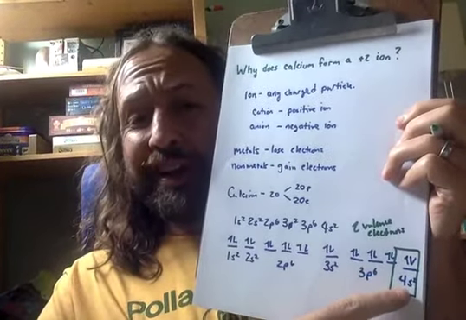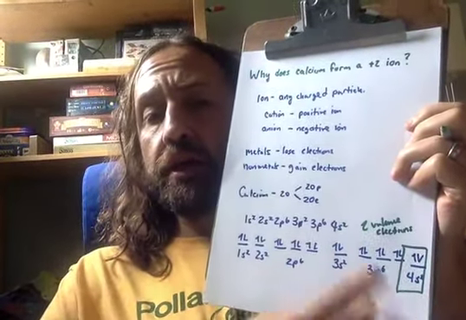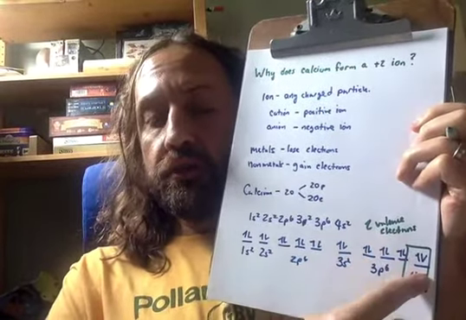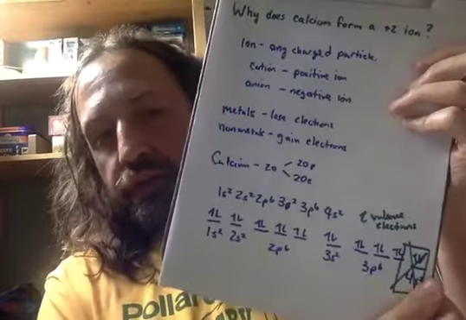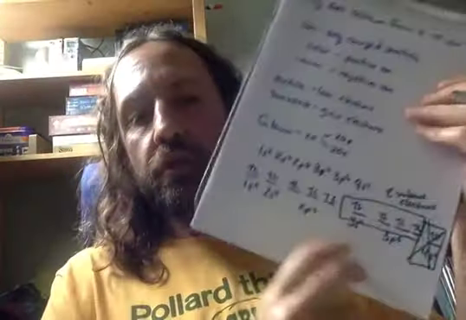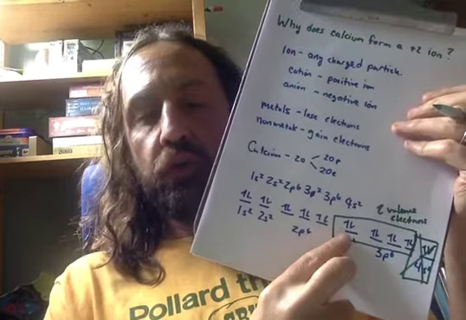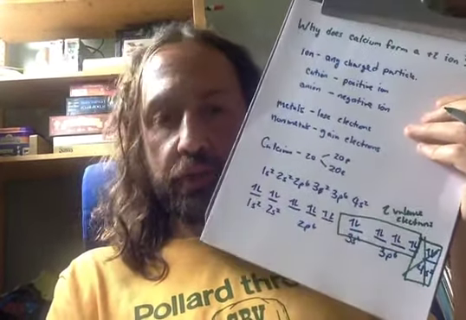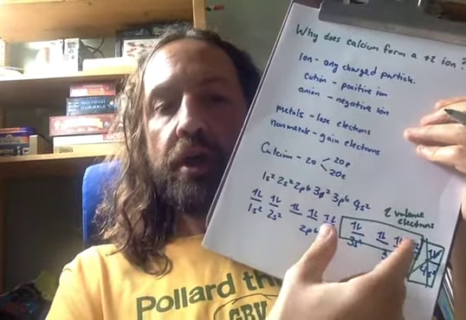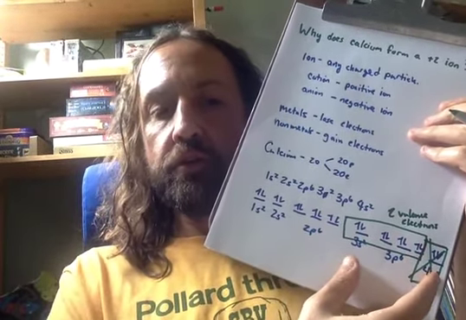It could either try to gain 6 and fill out its 4p, or it can just lose these two and go back and have this filled. Okay? So when calcium loses the 4s, both of those, its valence shell becomes the full 3p, or 3s and 3p, but the third orbital. And so, boom, now it's stable. And all it had to do was lose 2.